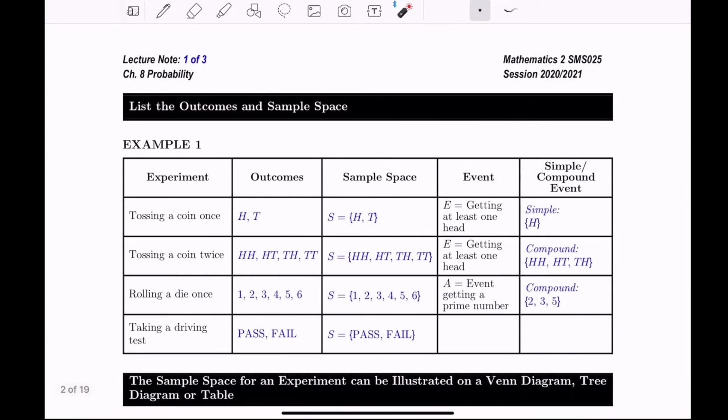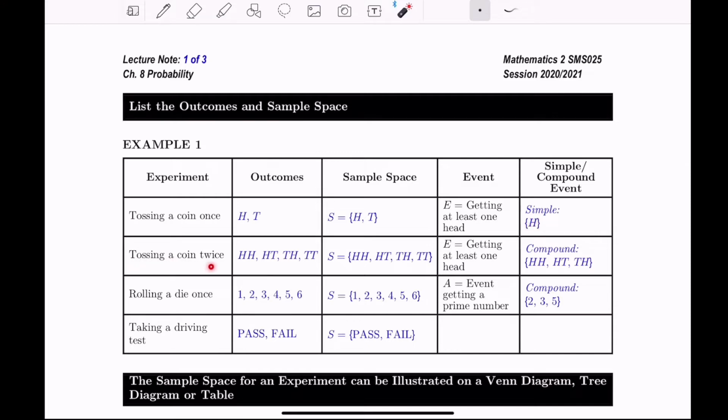Okay, we're going to look at the examples. Example 1. If the experiment is tossing a coin once, what are the possible outcomes? The possible outcomes are either we're going to get a head or a tail. So the sample space is all possible outcomes, so we're going to put head or tail. So what is the event? Let's say the event is getting at least one head. So our event is a simple event since we only have one outcome.